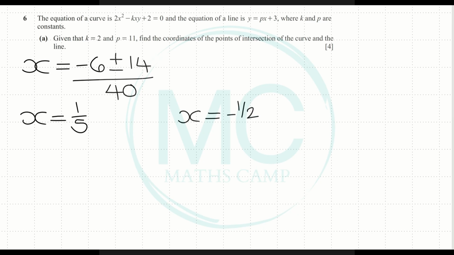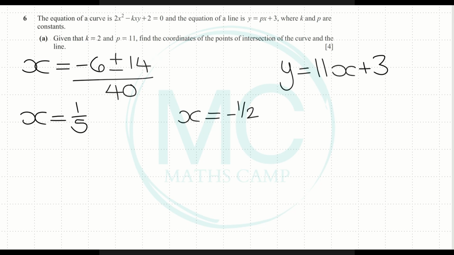These are the x coordinates of the points of intersection, but we still need the y coordinates. And to find y, you can substitute your x coordinates into either equation that you've been given, but always use the simpler one. It just makes everything easier. So we're going to use the equation for the line. Y is equal to 11x plus 3.